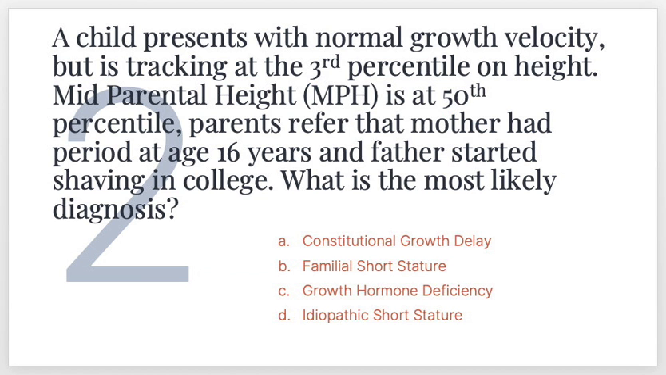Number 2, a child presents with normal growth velocity, but is tracking at the 3rd percentile on height. The mid-parental height is at the 50th percentile. Parents report that the mother had her first period at age 16 years and the father started shaving in college. What is the most likely diagnosis? My options are constitutional growth delay, familial short stature, growth hormone deficiency, and idiopathic short stature.